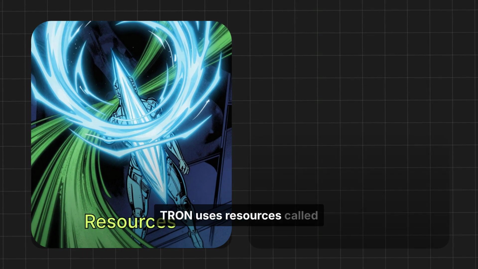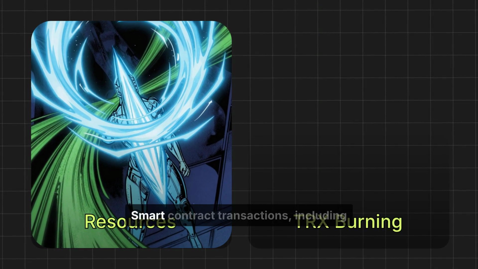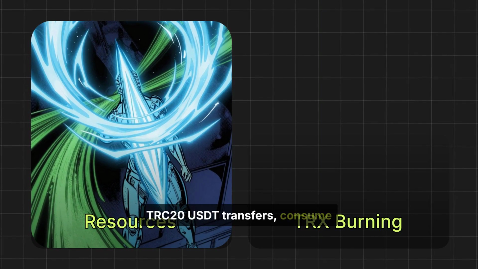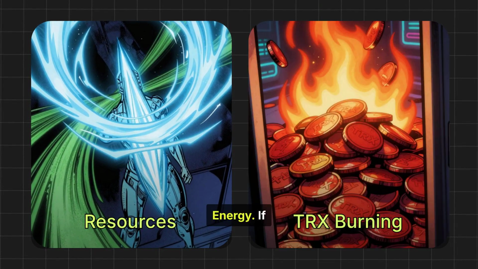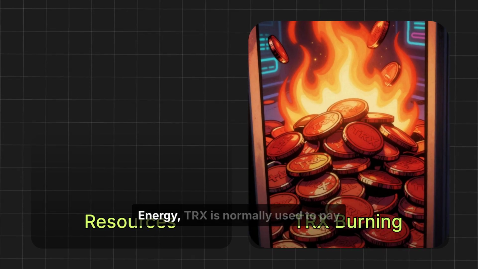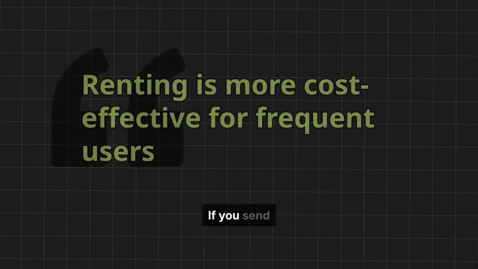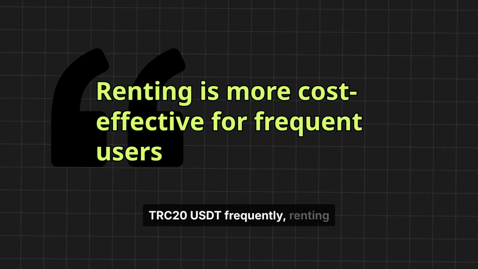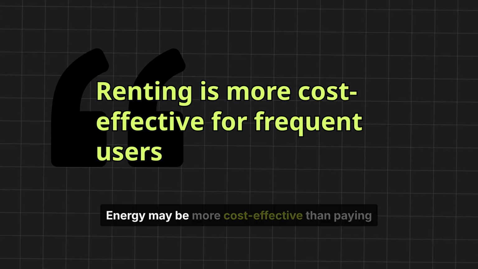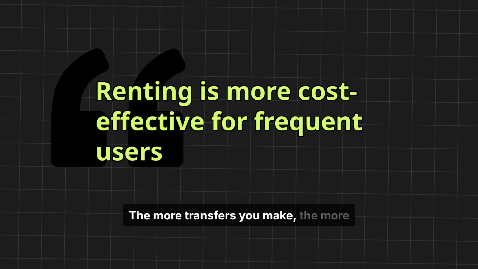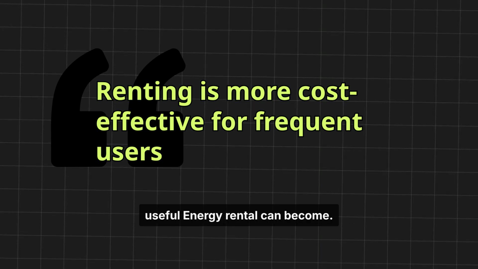TRON uses resources called energy and bandwidth. Smart contract transactions, including TRC20 USDT transfers, consume energy. If your wallet doesn't have enough energy, TRX is normally used to pay the transaction fee. If you send TRC20 USDT frequently, renting energy may be more cost-effective than paying TRX transaction fees every time. The more transfers you make, the more useful energy rental can become.